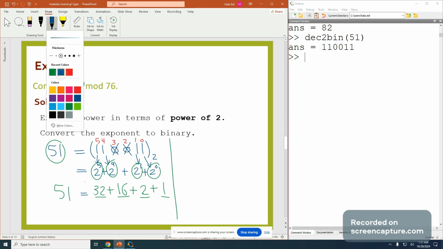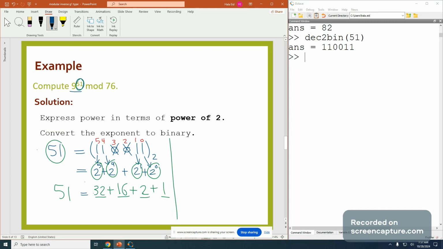So, let's just rewrite it. 9 to the power of 51 mod 76 is the same as 9 to the power of, and now I'm going to replace the 51, which is equal to 32 plus 16 plus 2 plus 1. And all of this is mod 76, right? So this is actually the same thing. If you add them up, you're going to get this value.